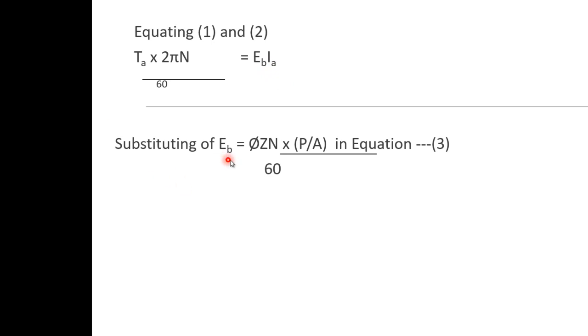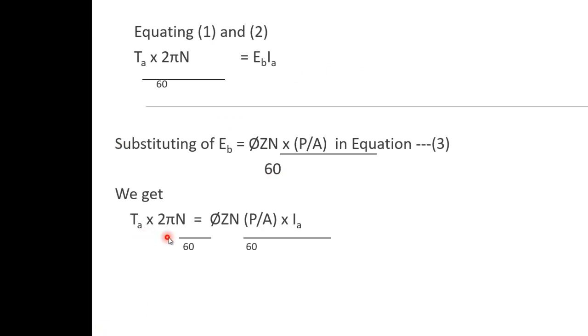By substituting Eb, which is equal to phi Z n P by 60A, we know this formula, into equation 3, we get Ta into 2 pi n by 60 equal to phi Z n P by 60A into Ia. This Ia will come here, this n will cancel, and this 60 will get cancelled. So Ta is equal to 1 by 2 pi into phi Z Ia P by A newton meters.